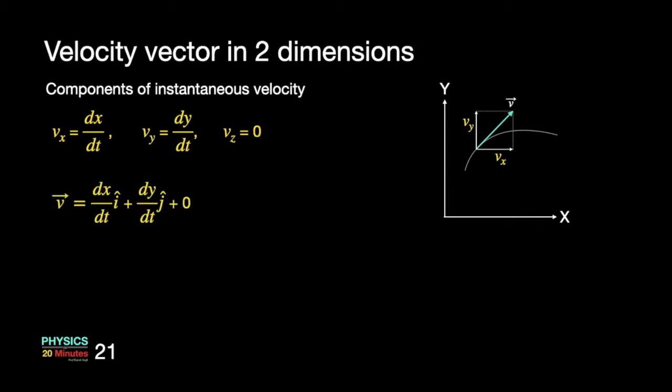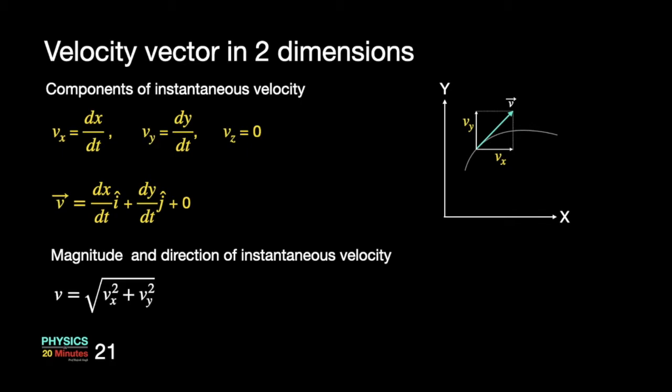Velocity vector will be given by dx by dt i cap plus dy by dt j cap plus 0. The magnitude and direction of instantaneous velocity in this case will be v is equal to root of vx square plus vy square, and the direction is given in terms of alpha, which is the angle made with the positive x-axis. Tan alpha is vy, the side opposite to alpha, upon vx, the side adjacent to alpha. Therefore, alpha can be written as tan inverse vy by vx.